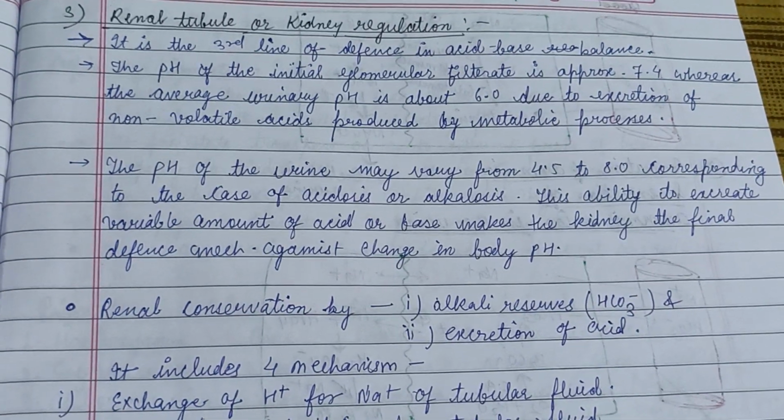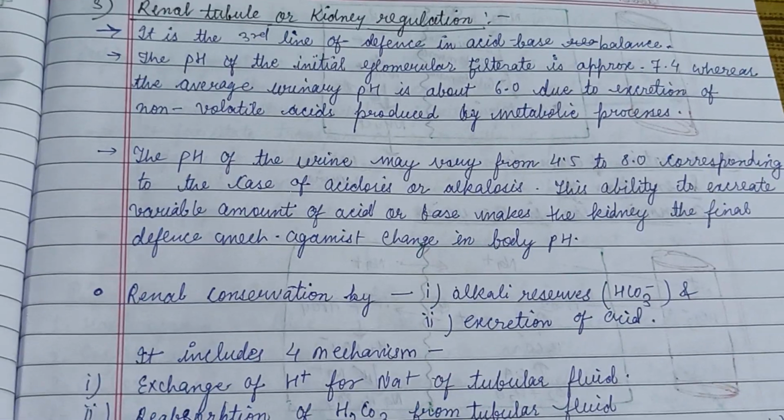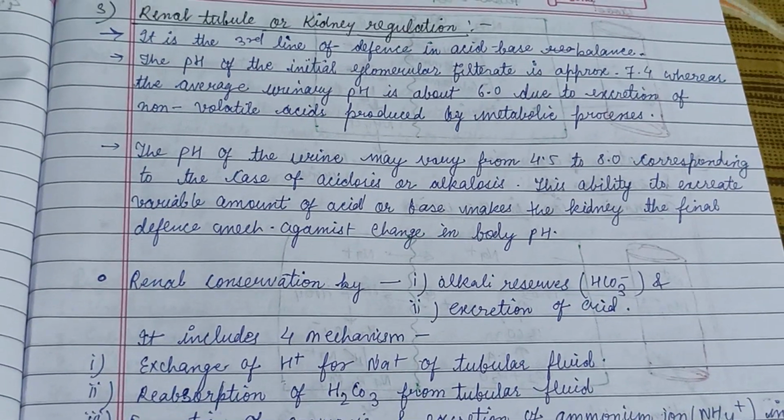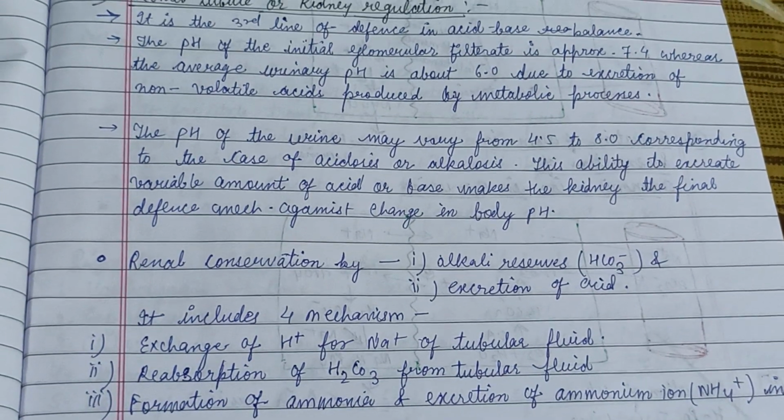The third one is the renal tubule or kidney regulation, as we have seen previously in the excretion part of the body. It is the third line of defense in acid base rebalance.